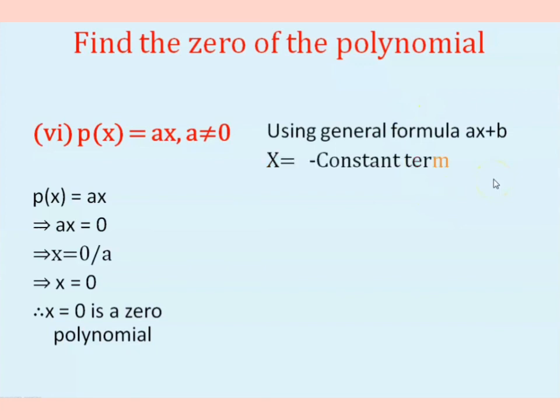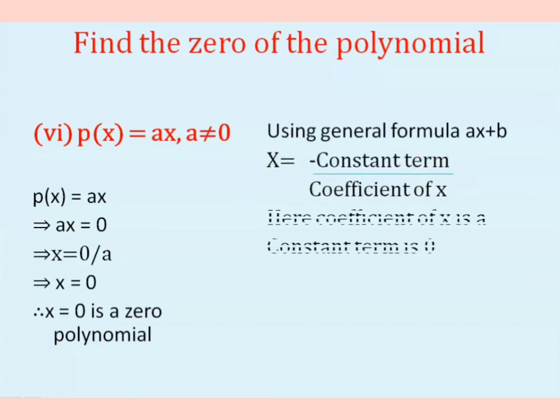Using the general formula, we'll check this. In this polynomial, coefficient of x is a and the constant term, there is no constant term. So, the constant term is 0. So, if we equate, we get x is equal to 0 by a, which is equal to 0.